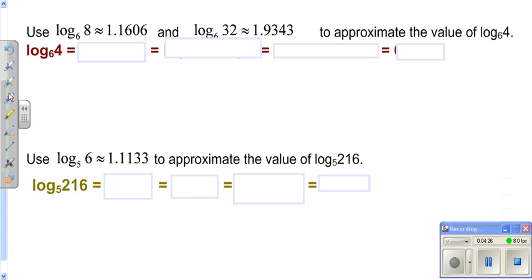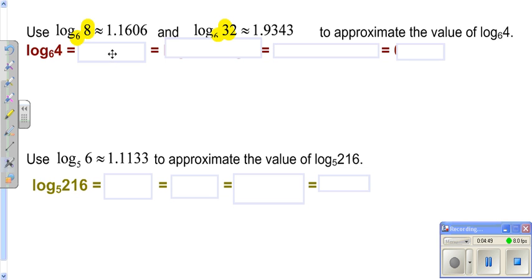Same approach down here. Here we have log base 6 for each one of these, and one of them's of an 8, and one of them's of a 32. So you want to think, okay, is there any way I can rewrite my 4 here in terms of either 6 or 32 or 8?